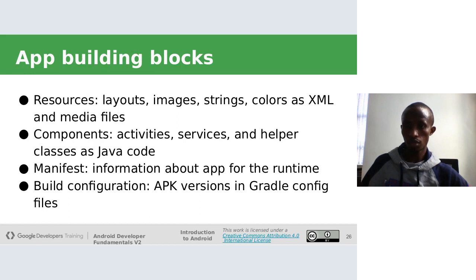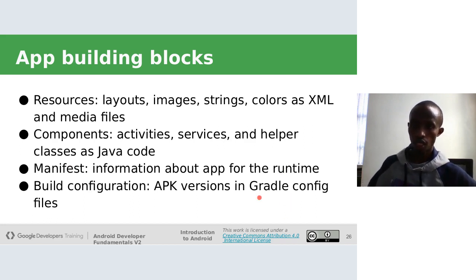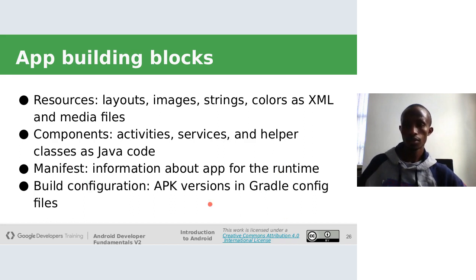Then the application building blocks. You have the resources, and the resources are layouts, images, strings, colors, etc. You have the components such as activities, services, and helper classes. You have the manifest, and this is the information about the app for the runtime. You also need the Gradle configuration files, but we'll see that with an application that you have already created, so that you can see the different blocks that you'll have in the application that you'll create. Basically, your application will consist of resources, components, manifest, and build configurations.